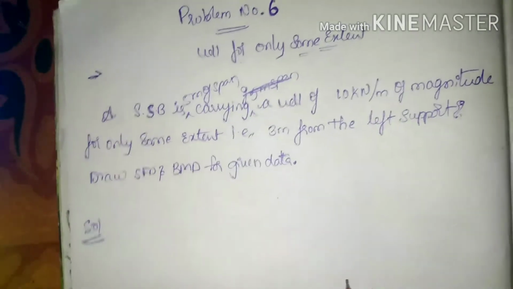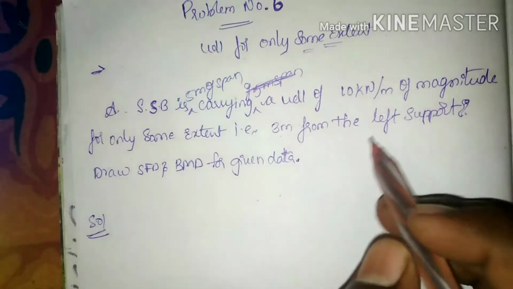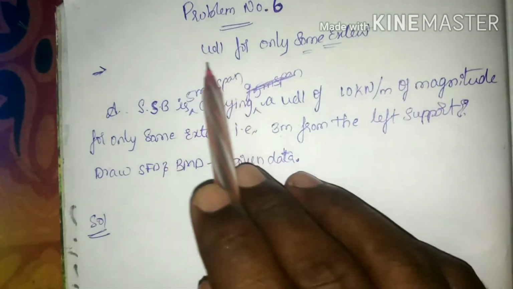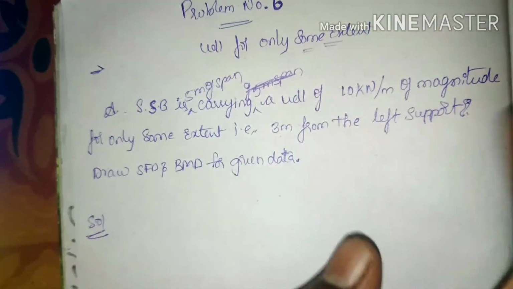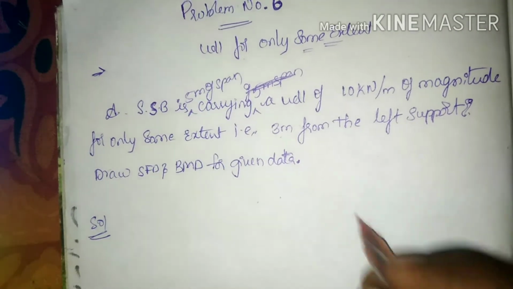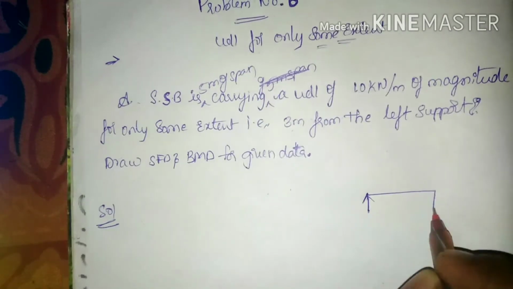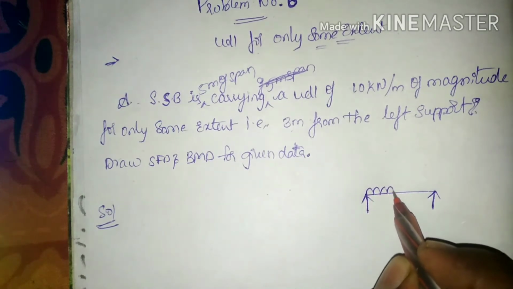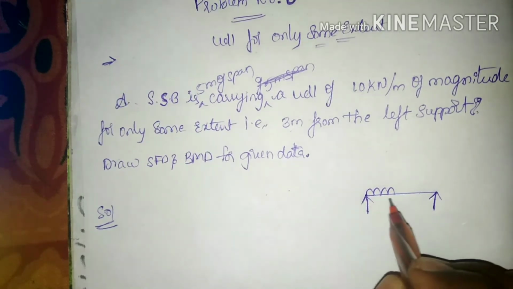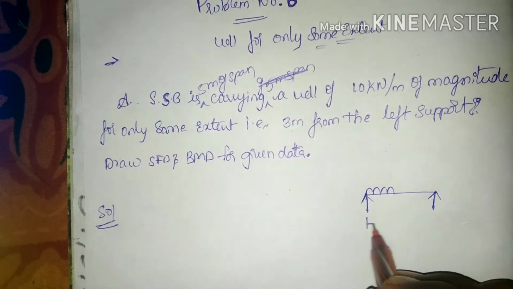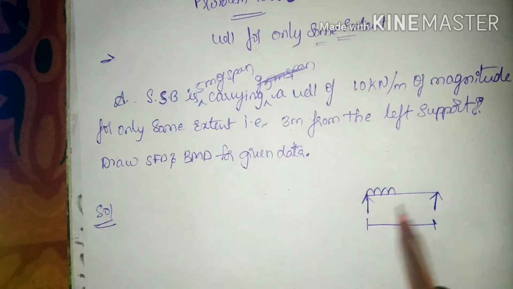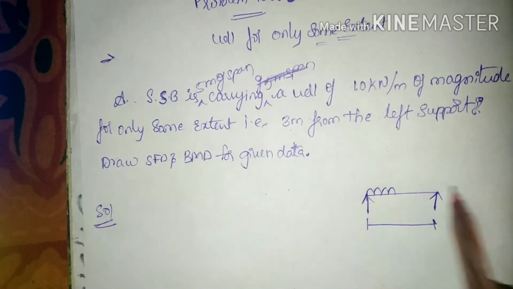Hi viewers, today we are going to see a simply supported beam carrying a UDL for only some extent, such as here, where we have a simply supported beam and the UDL is carried only for some extent. In the earlier videos we have seen that the UDL is acting for the entire span.